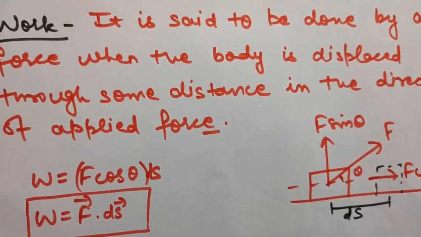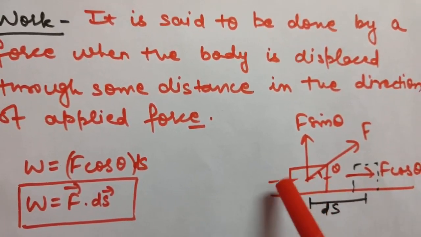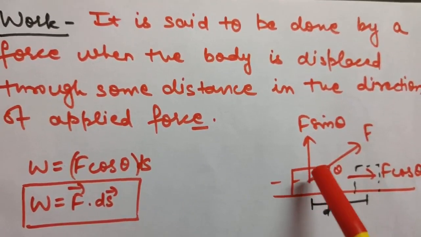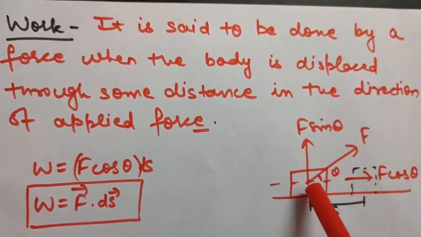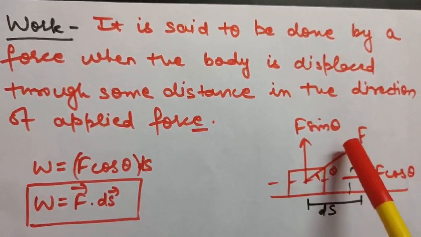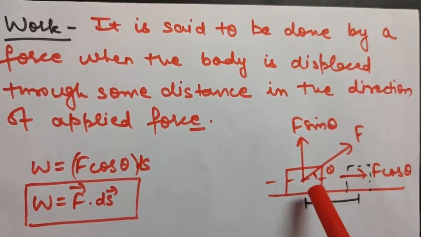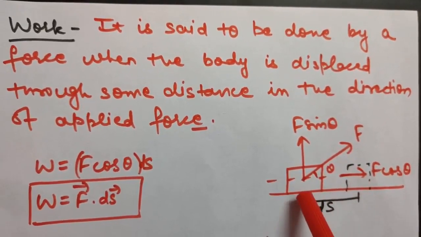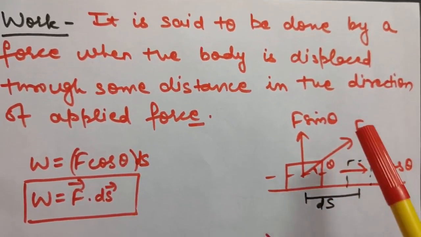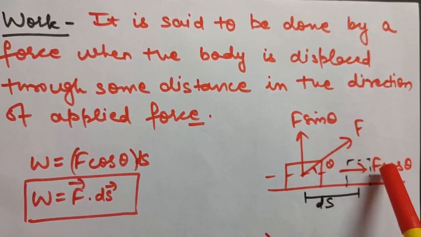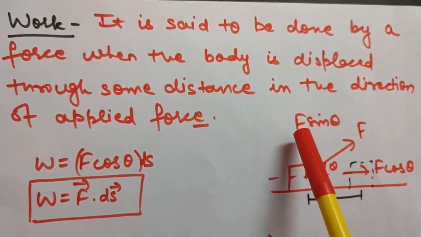Okay, so now, for example, look here, suppose this is any surface on which a body is kept, and if a force F is applied in this direction, making an angle theta with the horizontal direction. So this is the body, F is applied in this direction. Now suppose due to this force, this body displaces from this position to this, and let us say the small displacement is denoted by ds. Now if I resolve this force, this side the component will be F cos theta and this component will be F sin theta.